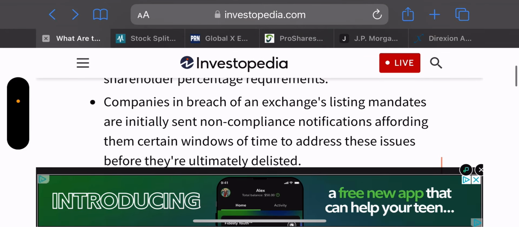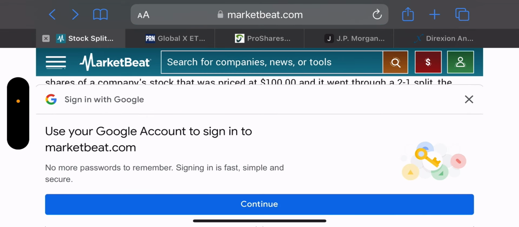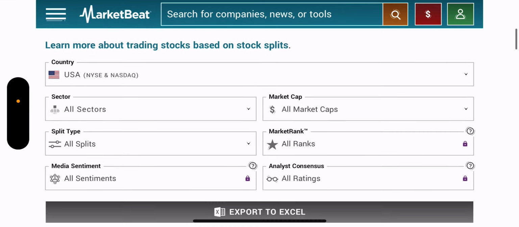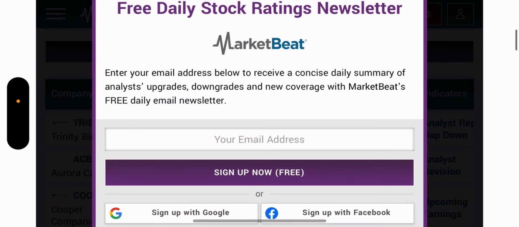Another thing is, a lot of companies do reverse splits. So if I pull up something like MarketBeat, for example, although this is stocks, this shows you, oh my God.